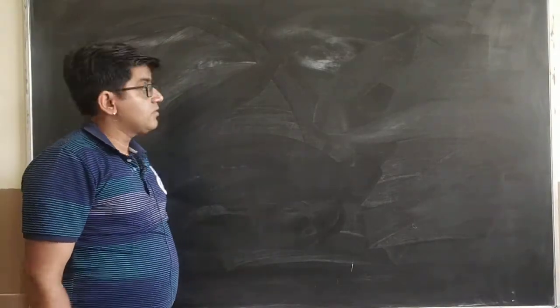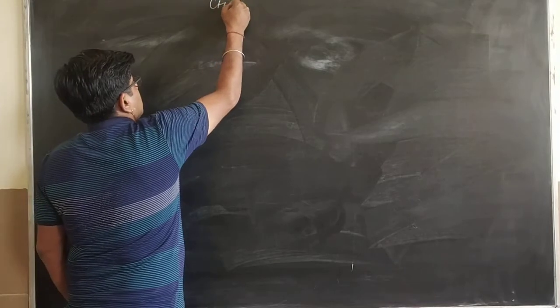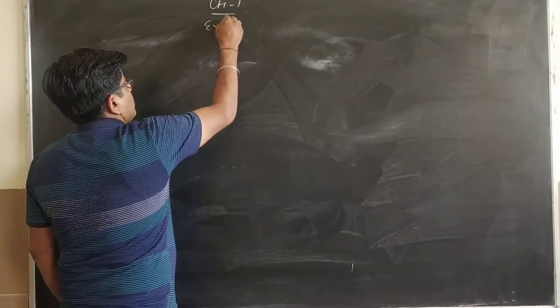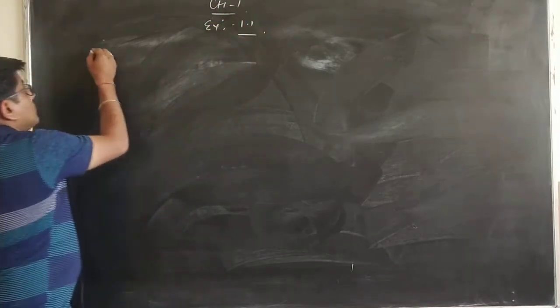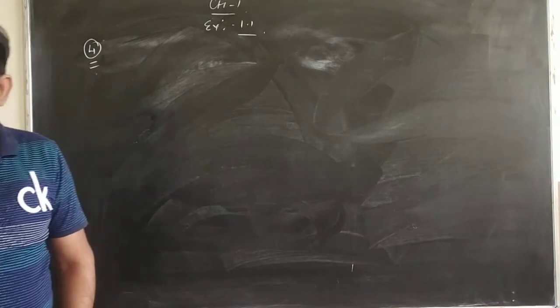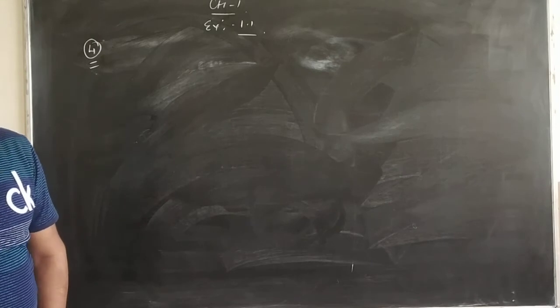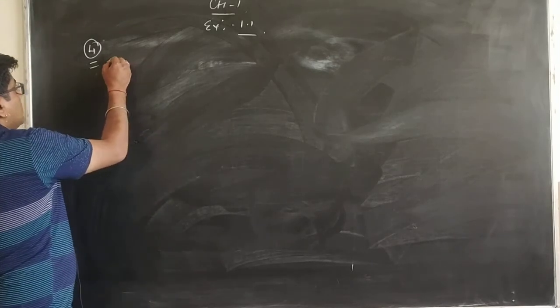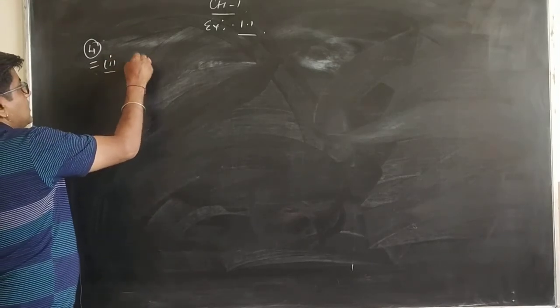Now, next question of chapter 1, exercise 1.1, question number 4. We are going to start. The question is find the multiplicative inverse of the following. So, the first part is minus 13.